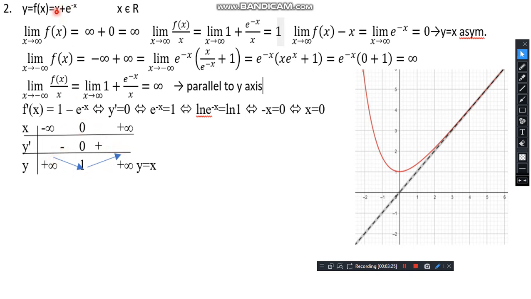If you replace x by 0, you're going to get 0 plus e power 0, which is 1. And here you have y equals x as an asymptote, and here the direction towards the y-axis. You can take particular points as much as you want, you can use your calculator.